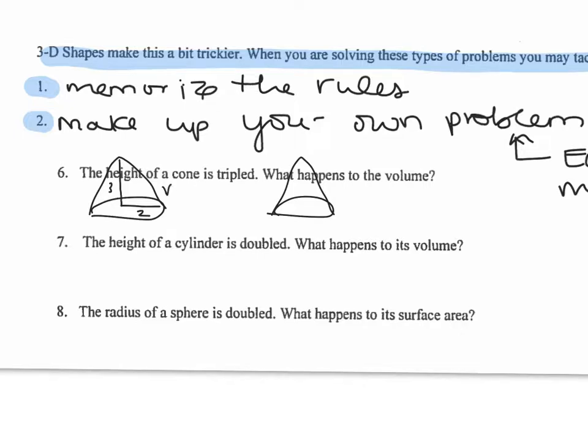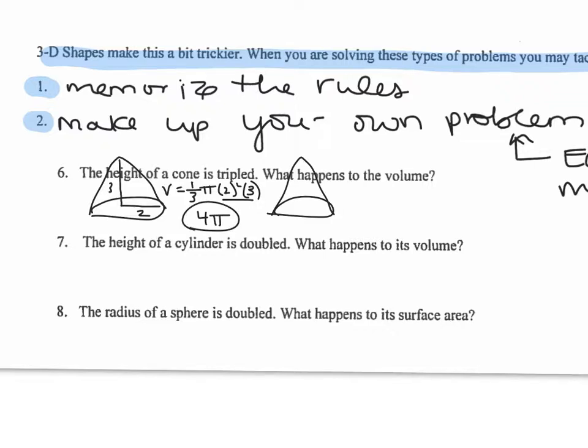So volume of a cone is 1/3 pi r squared h, with r being 2 and height being 3. So 2 squared is 4. 4 times 3 is 12. 1/3 of 12 is 4 pi. That's the volume of that one.